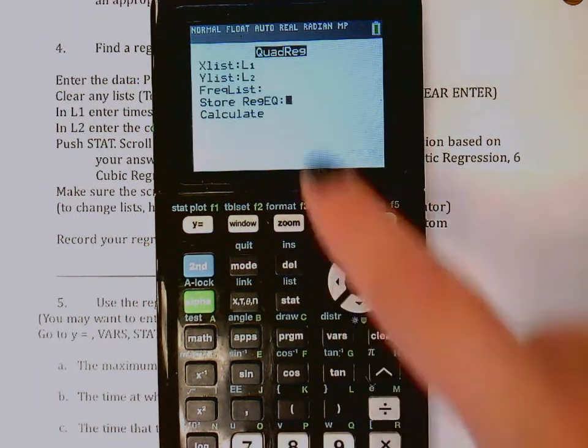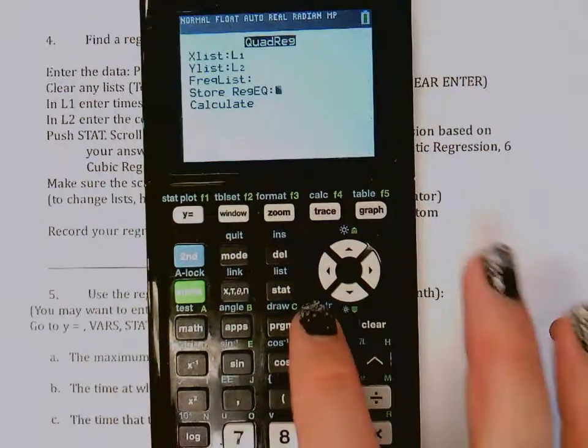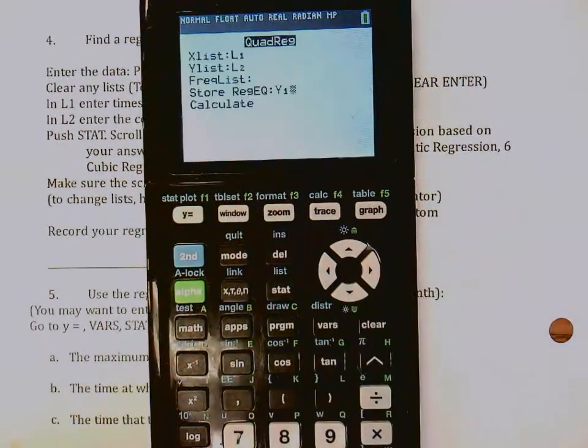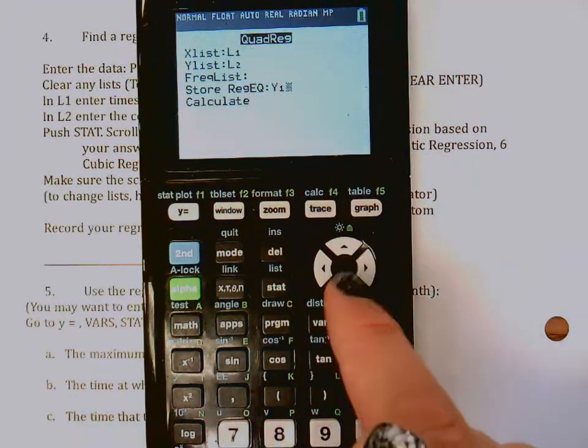And then the only other thing that's nice to do is to store your regression equation so that it goes right into the y equals menu for you. It's under vars, y vars, function, you'll see y1. So when your cursor is here, vars, y vars, function, y1, it'll store it for you. That way you don't have to type it in. It's a long equation. So vars, y vars, function, y1. See how y1 will show up where your cursor is, and then you can calculate.